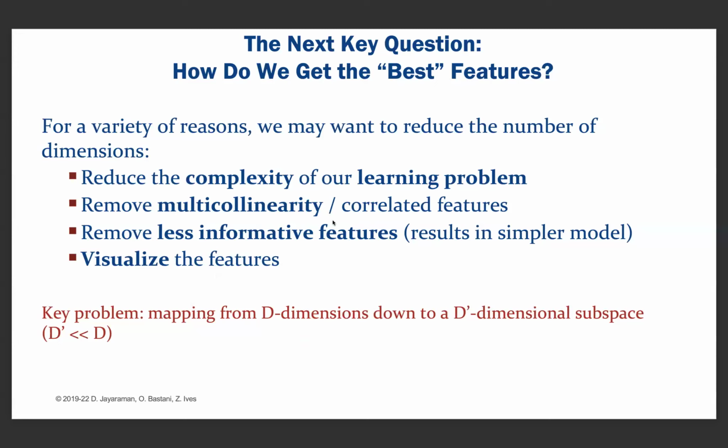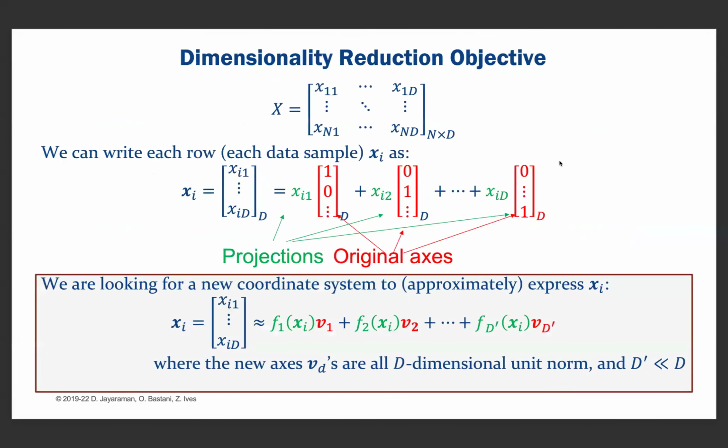Okay, so we can also remove less informative features or visualize the features. But the general idea is to map from many dimensions to a smaller dimensional space. Okay, yes, somebody answered, so the notes are on the canvas. And how can we do it?